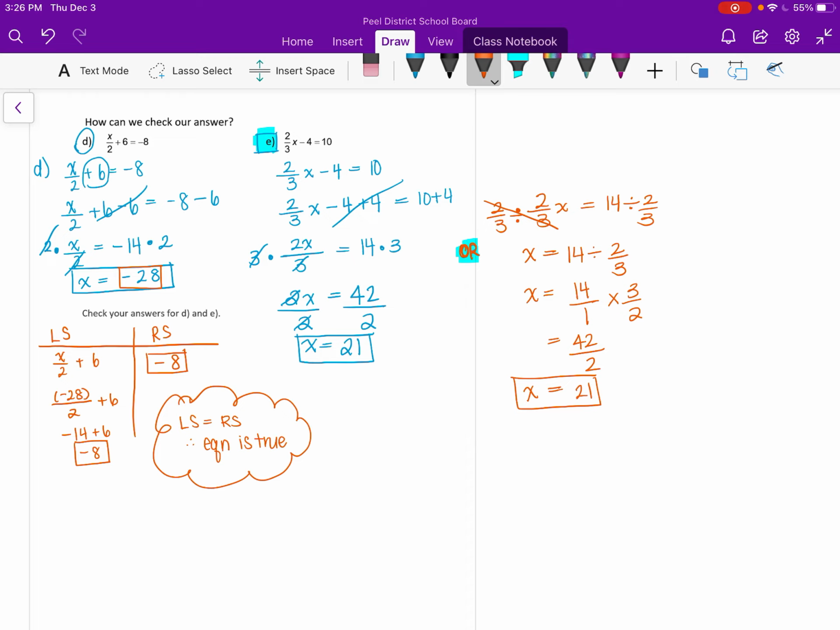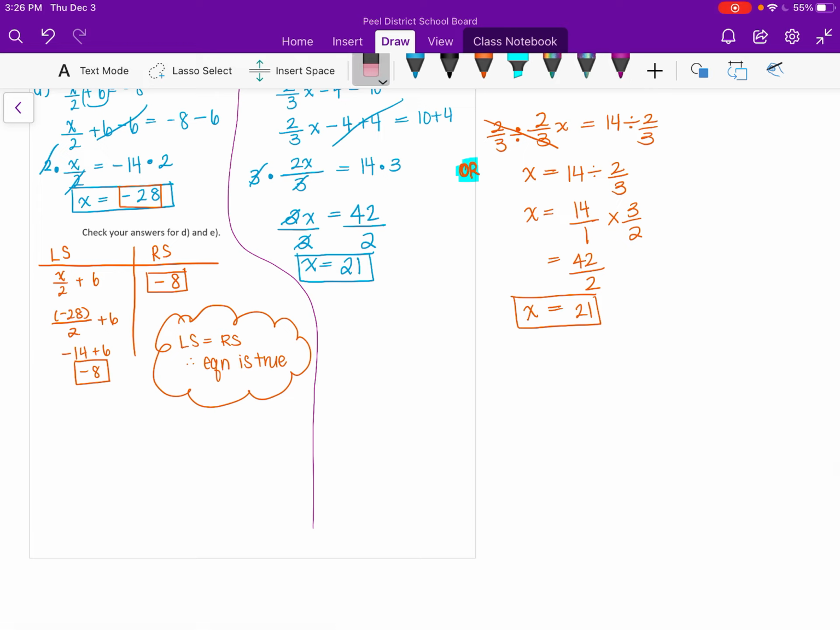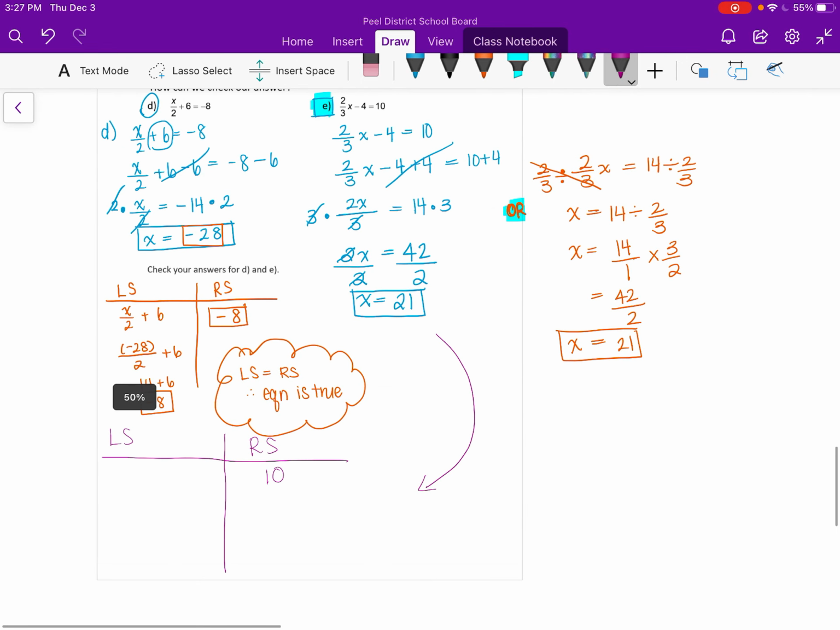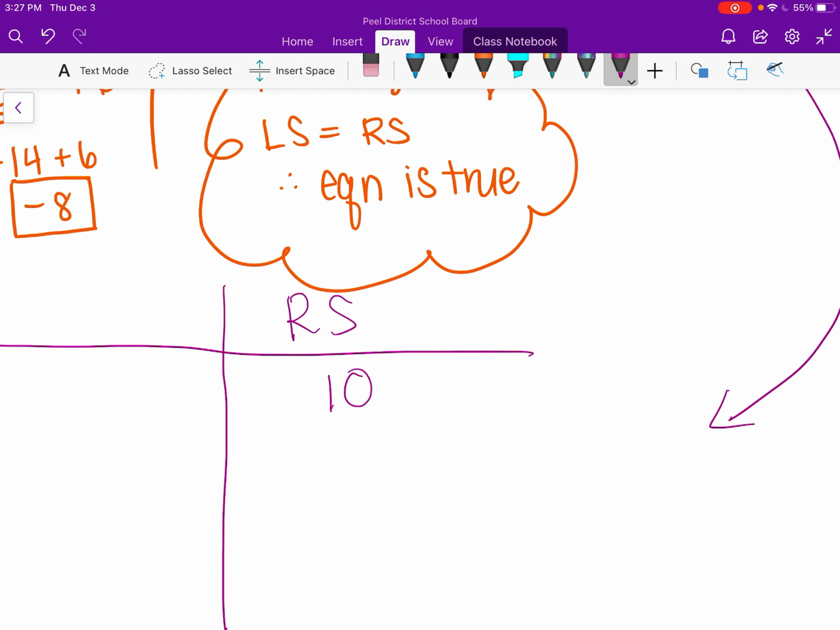Alrighty, so again, if I wanted to left-right check that, I'm just going to change my pen over to this one and give myself a little bit more space. I'm going to do the check at the bottom just to give myself a little bit more space. So I'm just going to say checking over here. Right? And in order to check, we're going to do the same thing. We're going to do left side, right side. So I already know that my right side is equal to 10. So I can just put that in. 10. And then I'm going to do the same thing. I'm going to do 2 over 3x minus 4.